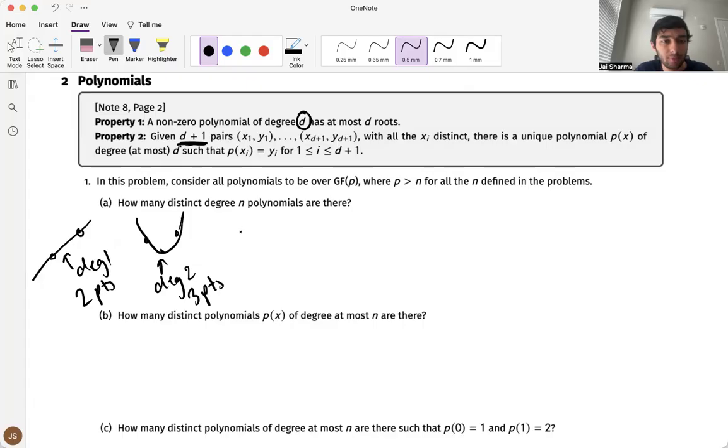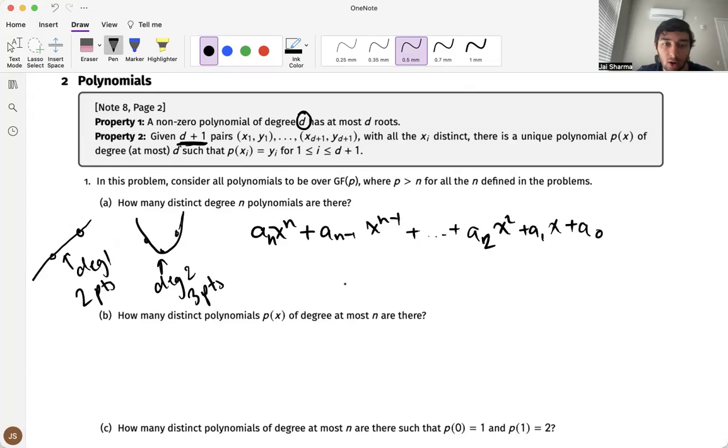Okay, so how many distinct n-degree polynomials are there? In this problem, an n-degree polynomial looks like this: a_n x to the power of n plus a_(n-1) x to the power of n minus 1, plus all the way to a_2 x squared plus a_1 x plus a_0. All of the a_i are just constants. Now, how many options do we have?